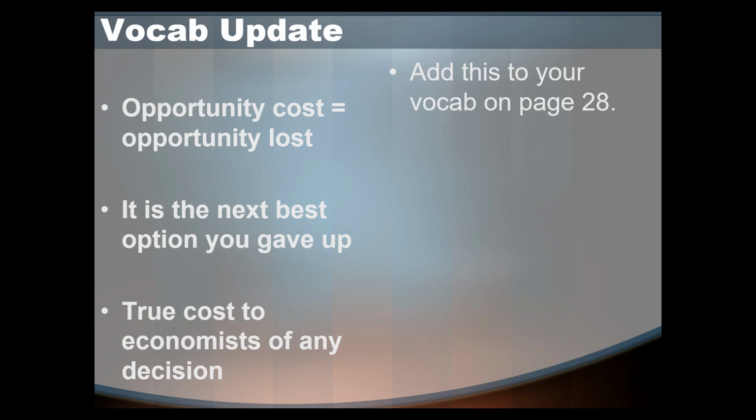Now, go ahead and flip over to page 28 in your vocab and go ahead and write opportunity cost in there. So opportunity cost is, again, the opportunity you lost, and it's the next best option you gave up. And it is the true cost to economists of any decision you make.